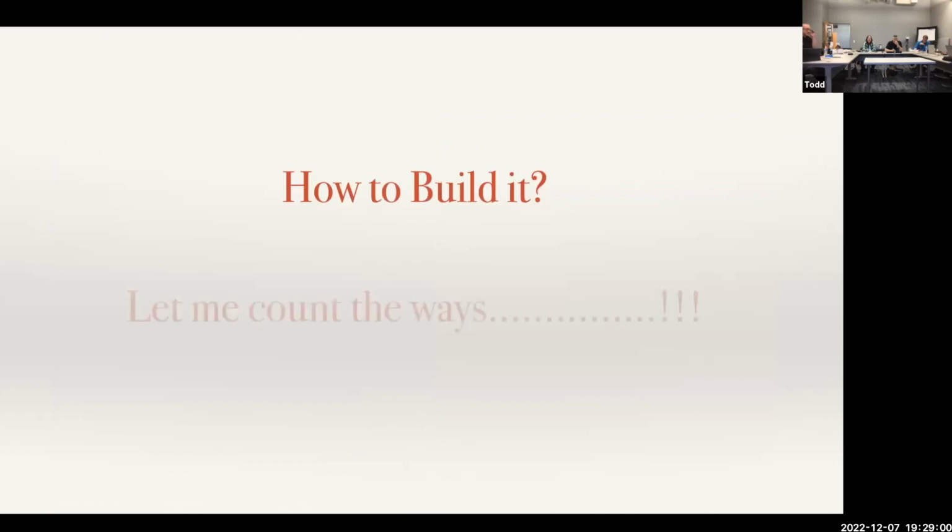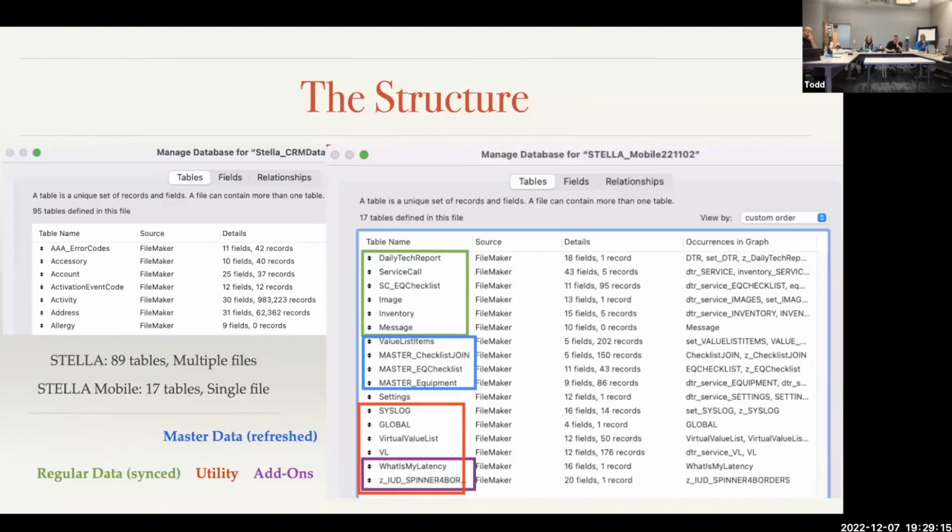So how did we build it? There's 1,000 ways to do everything, right? Yes, but only four good. So we thought about this quite a bit, like we're supposed to for everything. The original system, the big system that this was coming off of, Stella, at the time had 89 tables, and as a multi-file solution, we do separation of models. So we had interface, we have data, we have an import export, and we have the log file. So we have a bunch of stuff talking to each other.